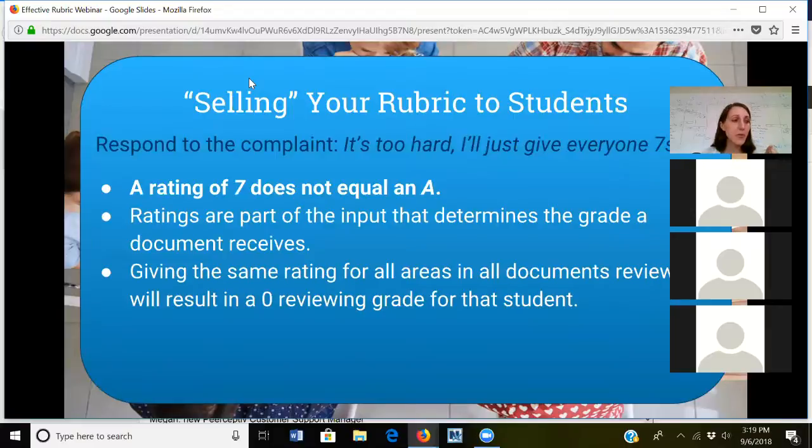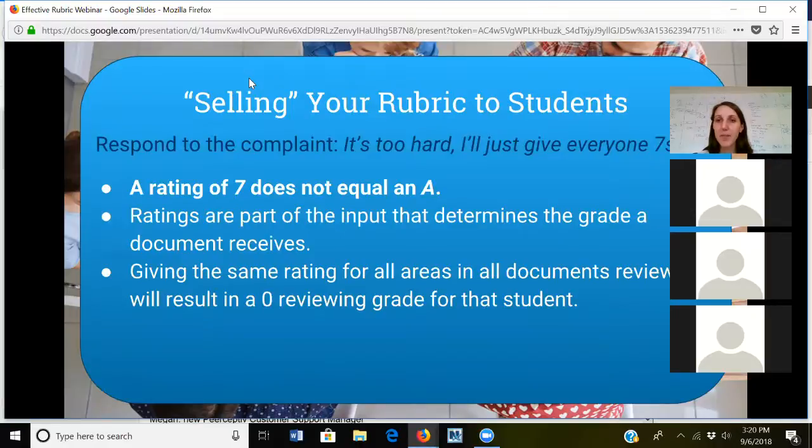And a caution for students that you should know as well: giving the same rating for all areas in all documents reviewed by a student will result in a 0 review grade for that student. In other words, if I'm reviewing 3 documents and I give 7s for all aspects of all 3 documents, my review score will be a 0. If I give 7s for one student or one document that was excellent, and 5s and 6s and a few 7s and 3s for the other 2 reviews, I have a fine review score.